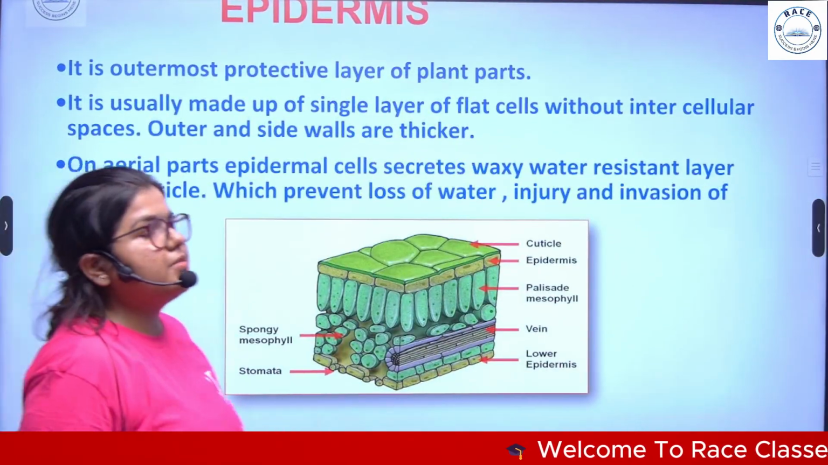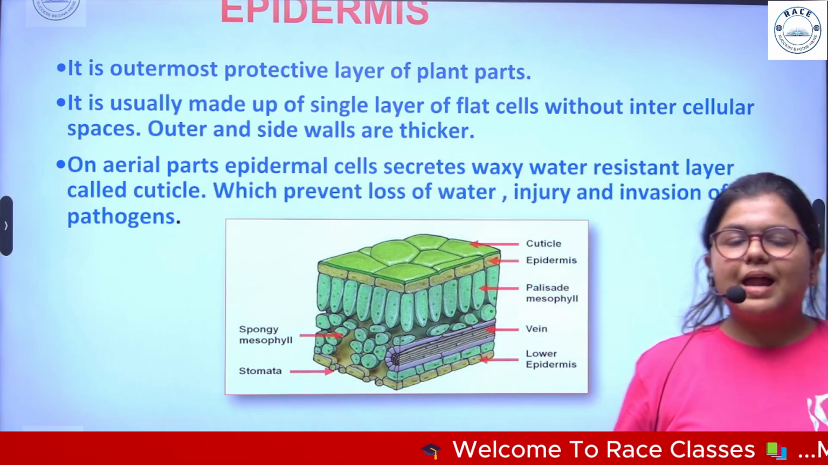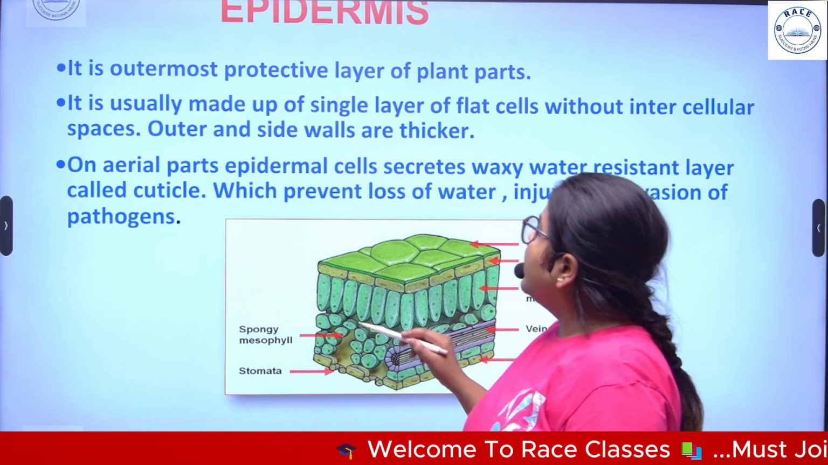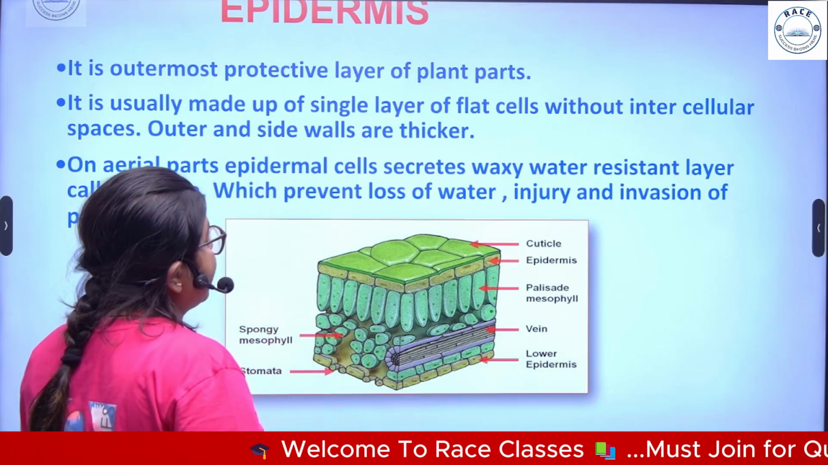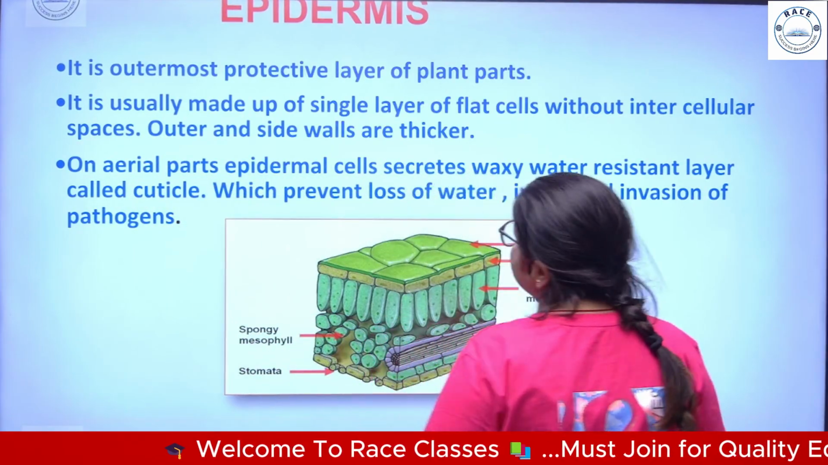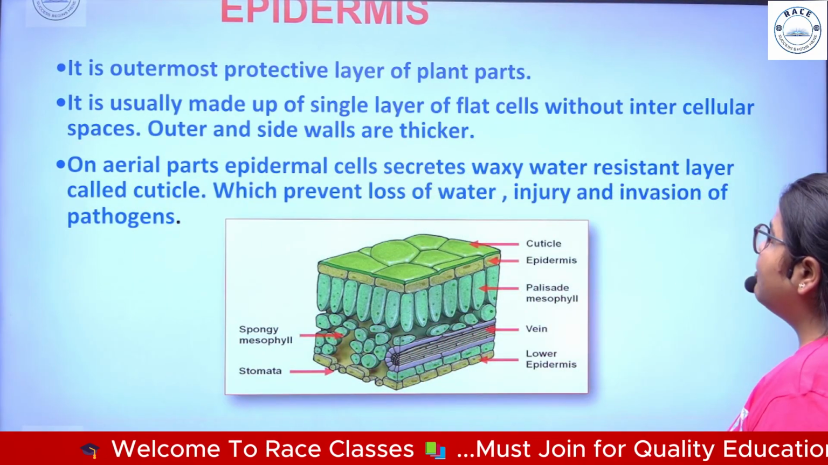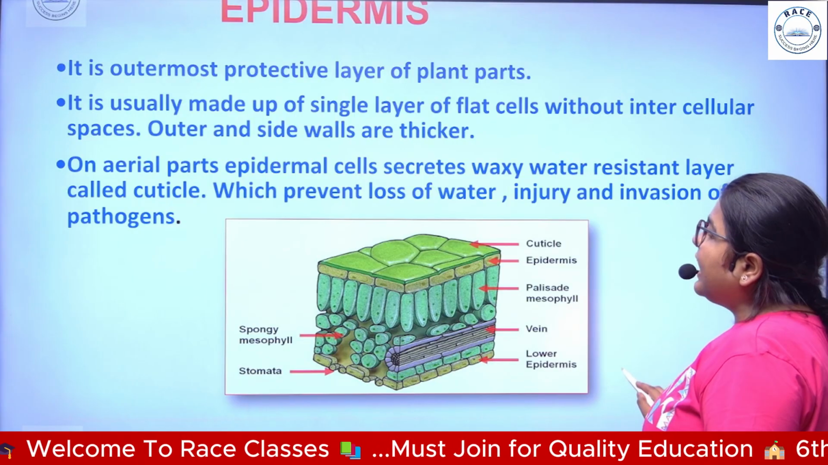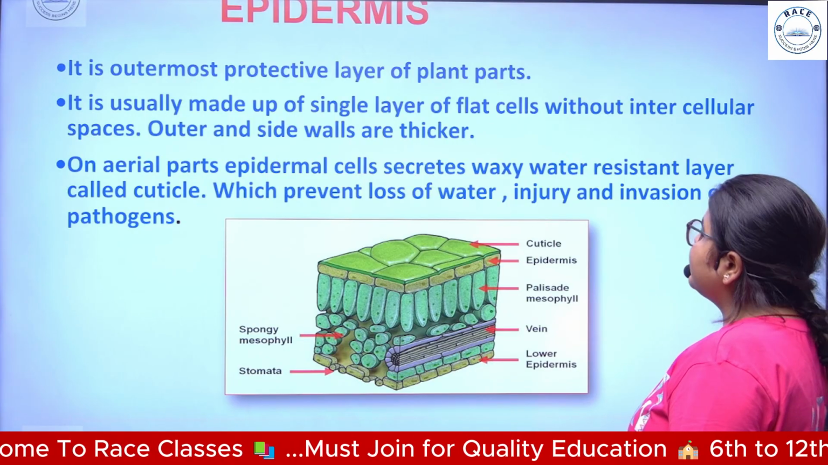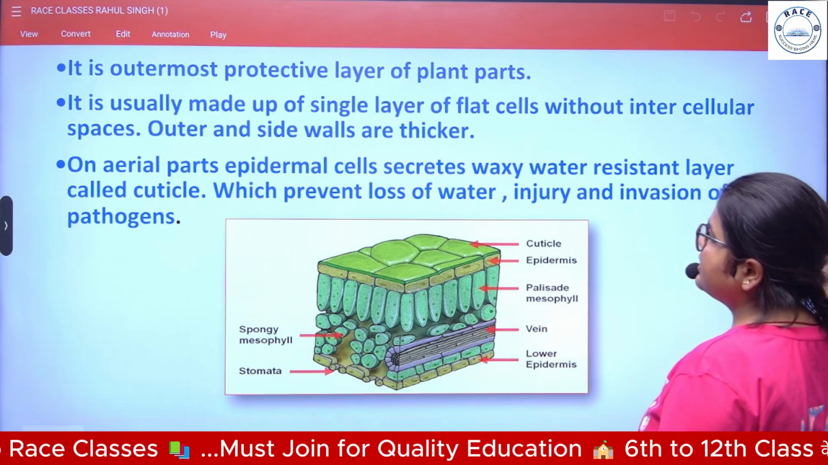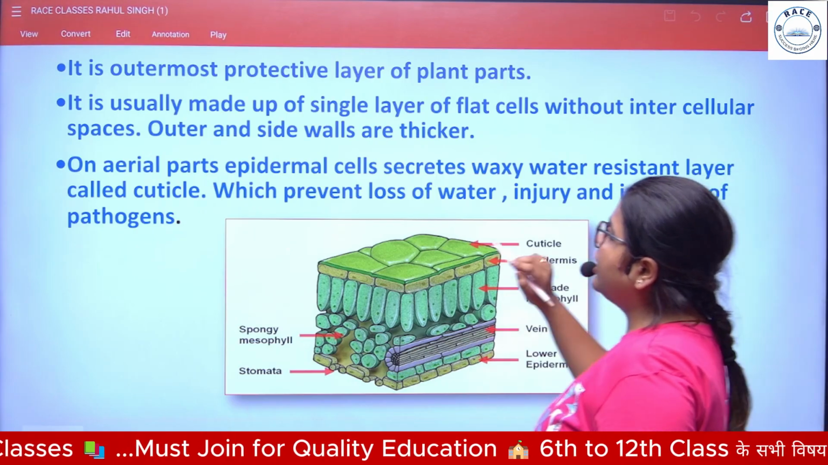Epidermis. What is epidermis? The outermost covering of the plant is known as epidermis. It is usually made up of a single layer of flat cells without intercellular spaces. Outer and side walls are thicker. On aerial parts, epidermal cells secrete a waxy, water resistant layer called cuticle.